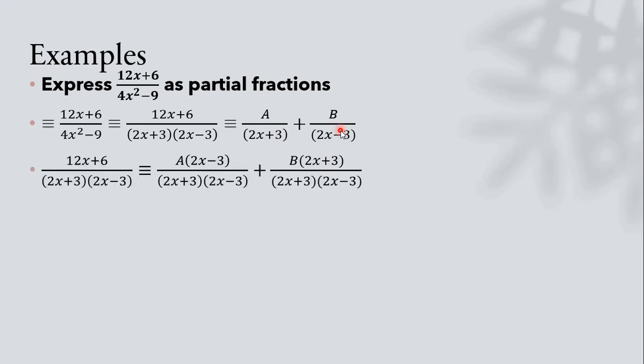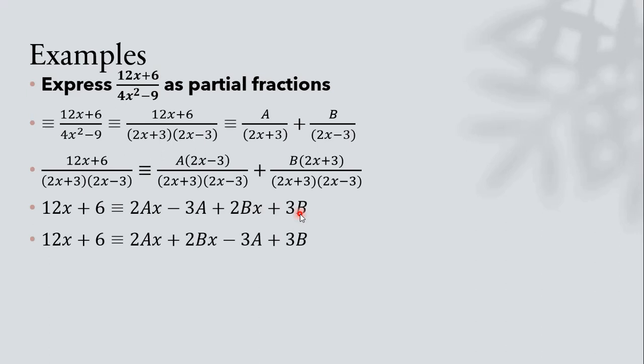This is the same as a lots of 2x minus 3 over 2x plus 3, 2x minus 3, plus b lots of 2x plus 3 over 2x plus 3, 2x minus 3. Times it up on top and bottom to get the denominator over here. So we'll then multiply out the numerator and get rid of the denominator because it's the same on both sides. And we get 12x plus 6 is the same as 2ax minus 3a plus 2bx plus 3b.